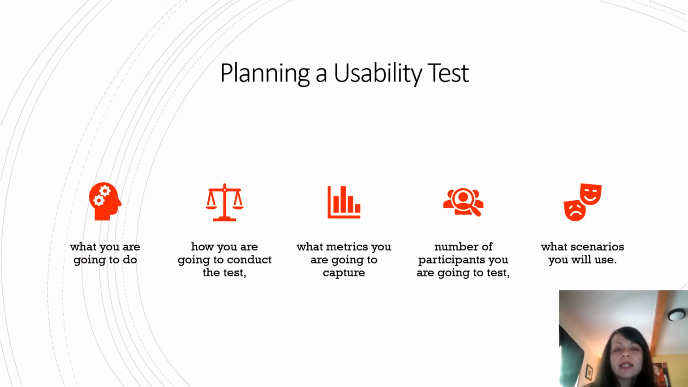Okay. So next we look at planning a usability test. So in the planning, you're going to look at what you're going to do. Okay, what is it exactly that you're going to test? How are you going to conduct the test? What metrics you're going to capture? The number of participants you're going to test, and what scenario you're going to use. Okay, here I have it in plural because most usability testings have more than one scenario, but in our case, we just have one scenario.